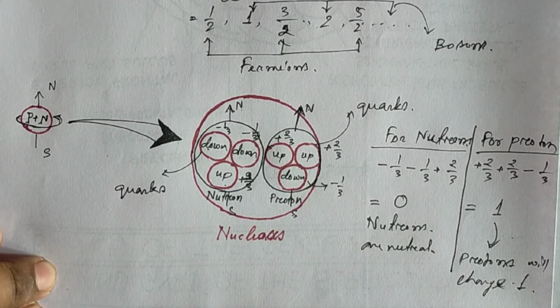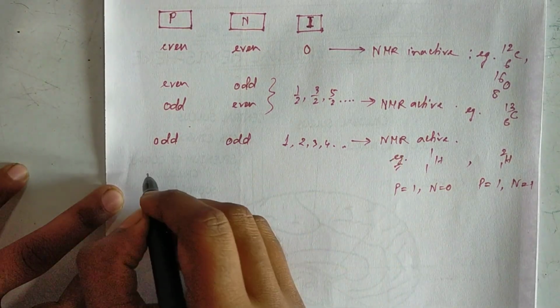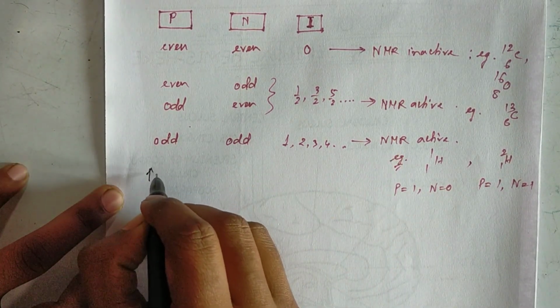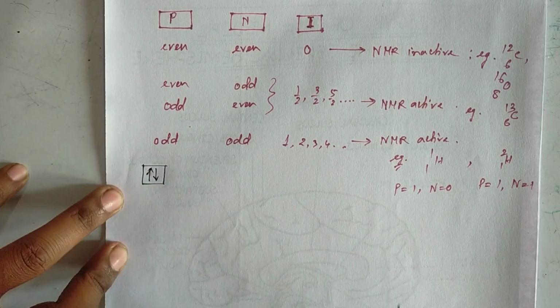It will depend on both neutrons and protons, not only protons. Okay. Now let's discuss the reason behind it. As we know, if there are two electrons in the same suborbital, we write the two electrons like this. They are in the same suborbital.